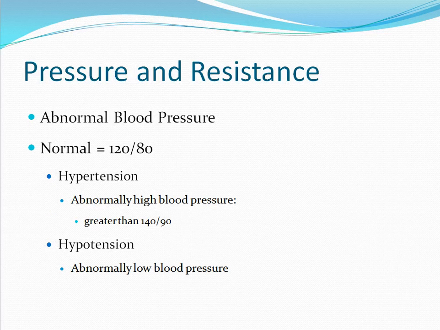All of these factors contribute to blood pressure. Normal blood pressure should be around 120 over 80. Hypertension is an abnormally high blood pressure, one that is greater than 140 over 90. Hypotension refers to an abnormally low blood pressure.